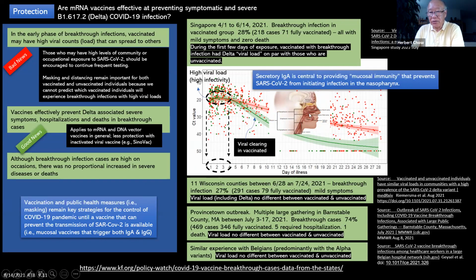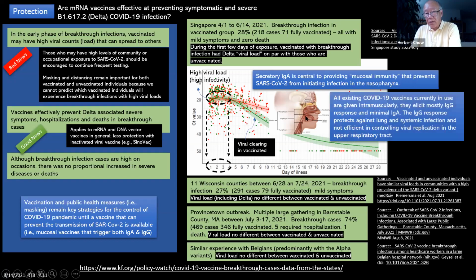IgA is secreted into our saliva, into our nose lining, and it is the mucosal immunity that prevents us from a lot of the mucosal infections in the nasal pharynx, right? All of the vaccines, that long list of vaccines that I showed you, they're all injected into the muscle. As such, they only elicit IgG and not IgA.